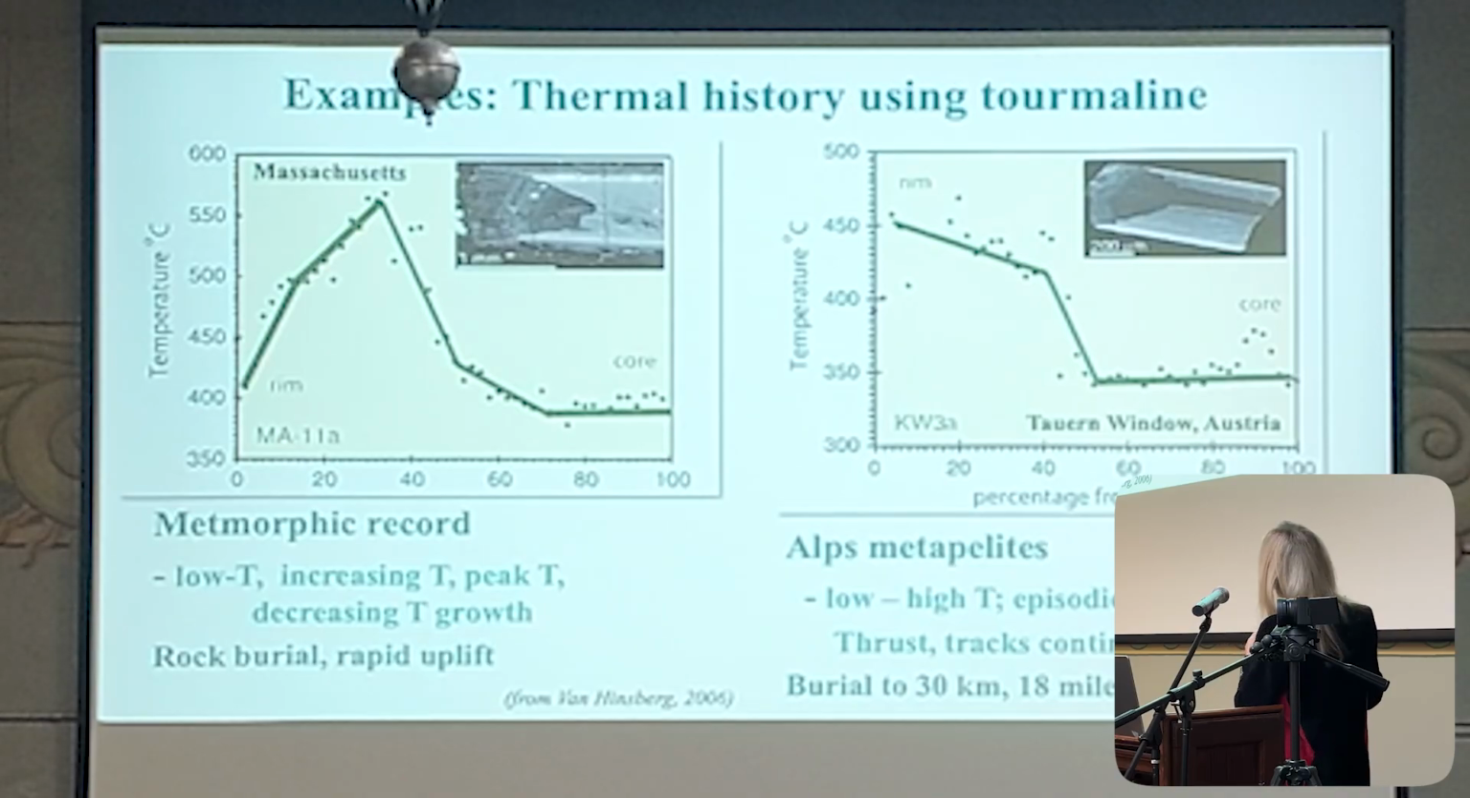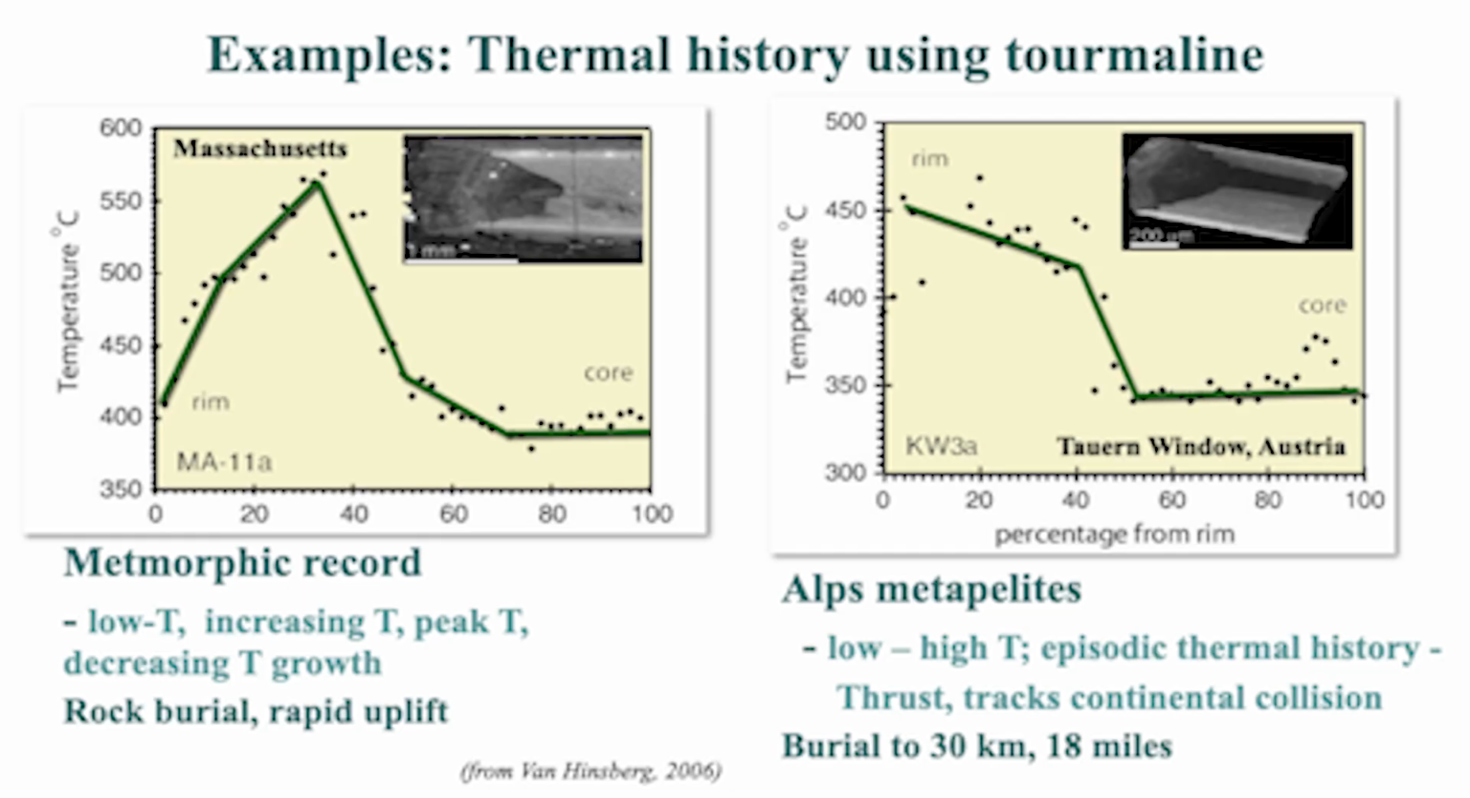And that's a very different geologic history than what we see in the Tauern window in the Austrian Alps. So in this case, tourmaline grew at about 350 degrees, then a very episodic change happened. It was rapidly buried, continued to heat, and then it again heated and stopped growing at about 450 degrees. So this example basically tracks the fact of continental collision, and one tectonic plate was being thrust over the other during the making of the Austrian Alps. And so these are recorded in the tourmaline crystals.